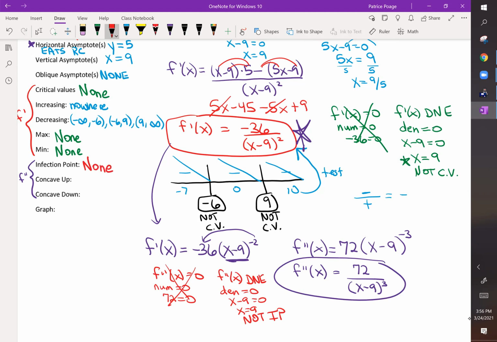But that does not mean concavity is not changing. Concavity can be changing around holes or asymptotes. So I'm going to make my number line, and I'm going to put the hole on it and the asymptote on it. And if you need to make yourself a little note, not an inflection point, then that could be useful.